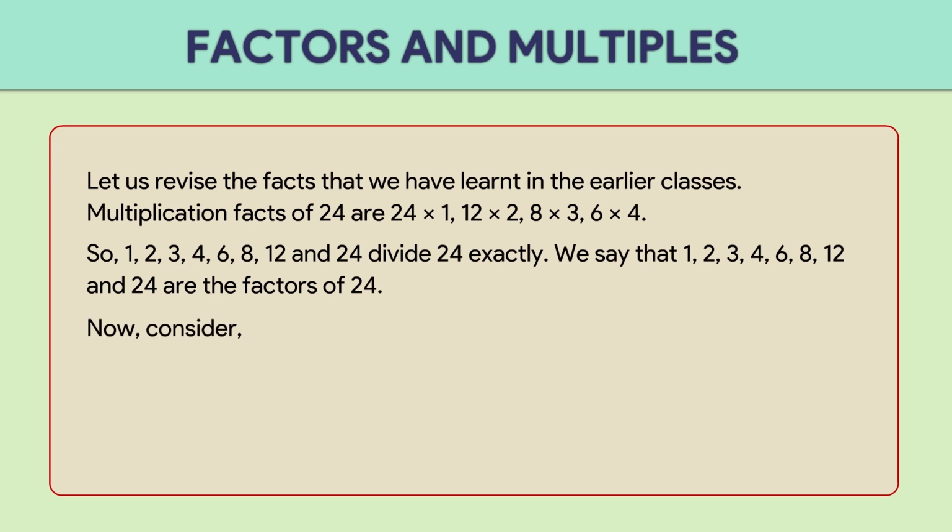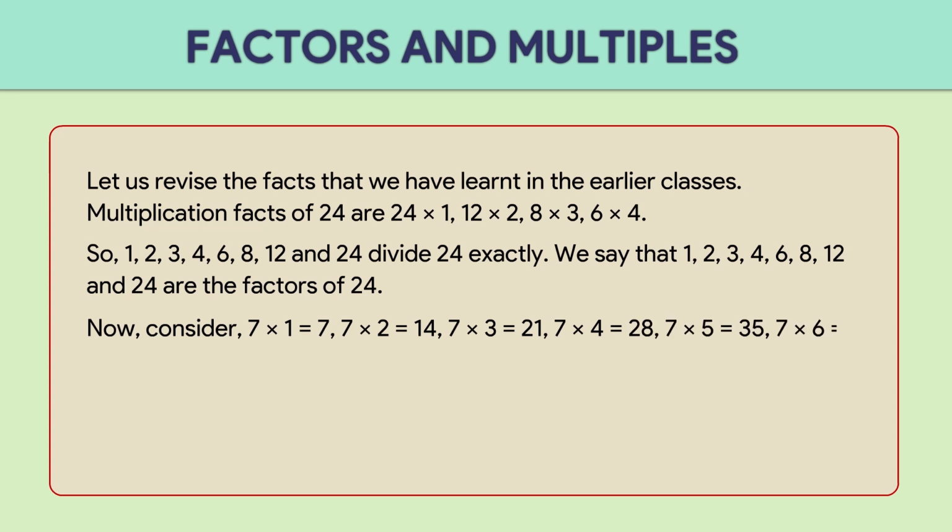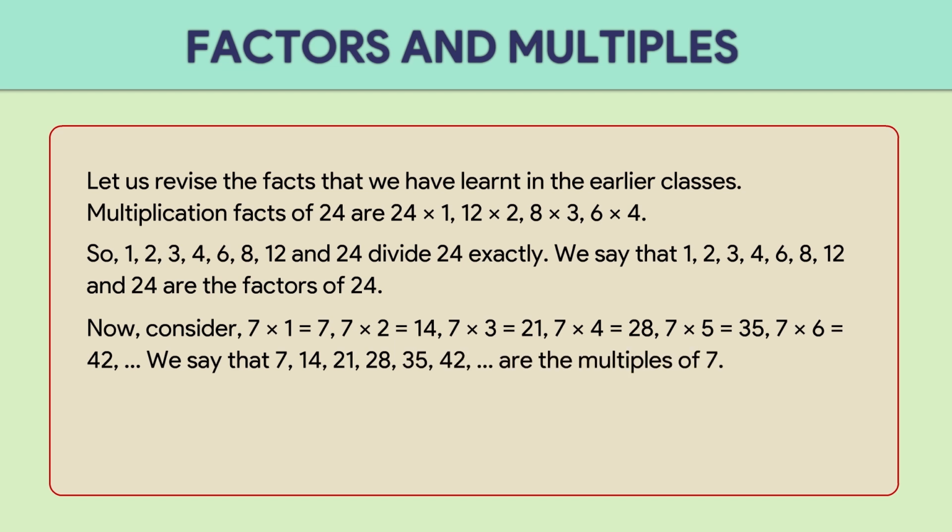Now, consider 7 times 1 equals 7, 7 times 2 equals 14, 7 times 3 equals 21, 7 times 4 equals 28, 7 times 5 equals 35, 7 times 6 equals 42. We say that 7, 14, 21, 28, 35, 42 are the multiples of 7.